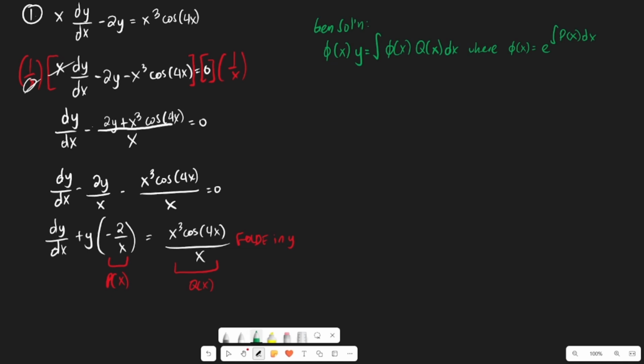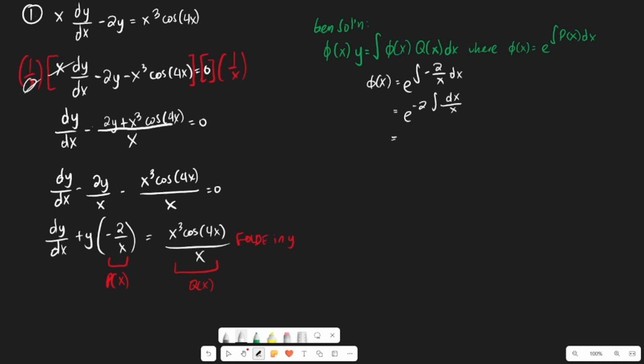So phi of x is equal to e raised to the integral of p of x. Now we already know p of x. P of x is this one. So we have negative 2 over x dx, which is equal to, take out the negative 2, e raised to the negative 2 integral of dx over x.